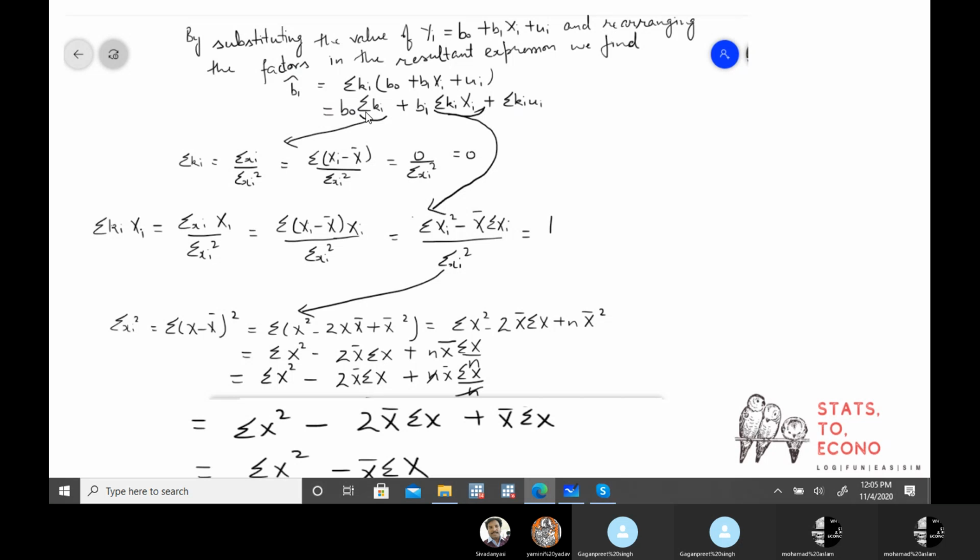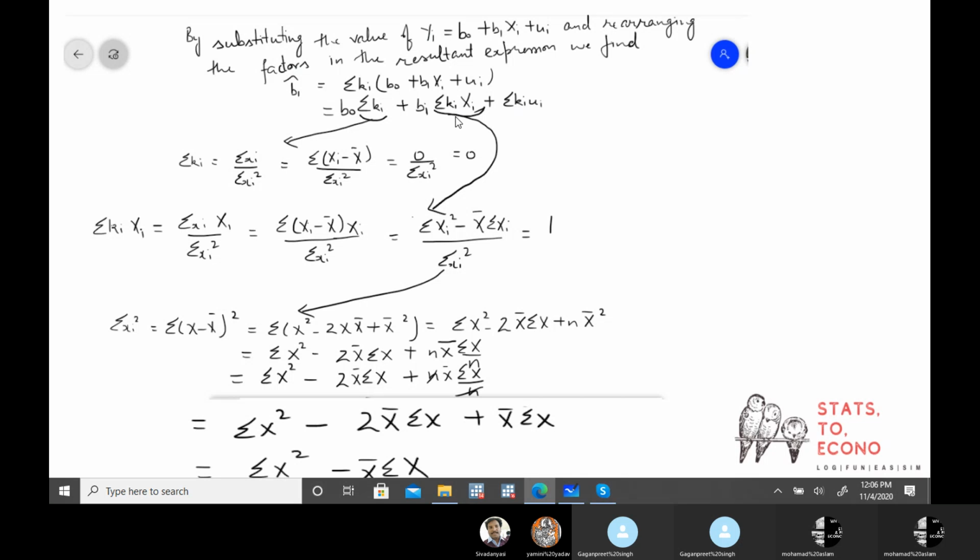So let's start with the first term, summation ki. Just put its value, xi upon summation xi square. Open the bracket. Put the values of small xi, that is x minus x mean, and we know that the summation of x minus x mean is equivalent to 0. So this summation ki is 0. So this term has disappeared.